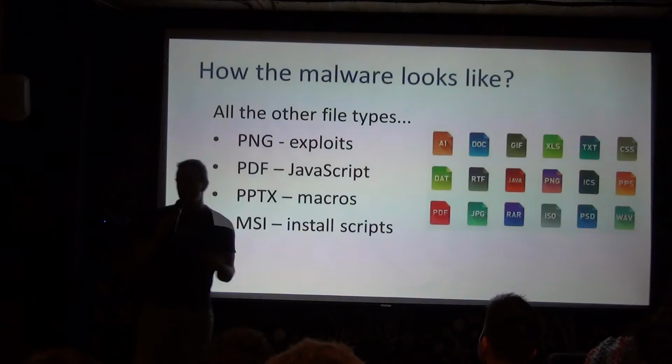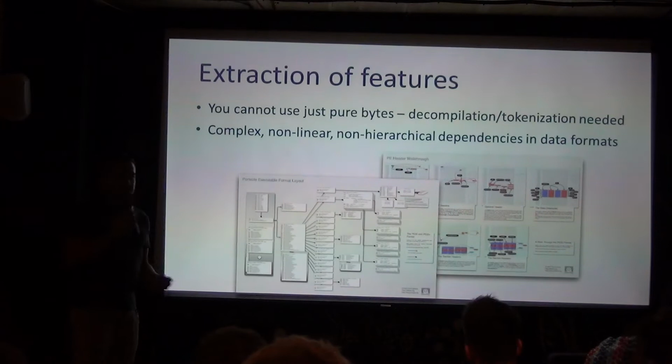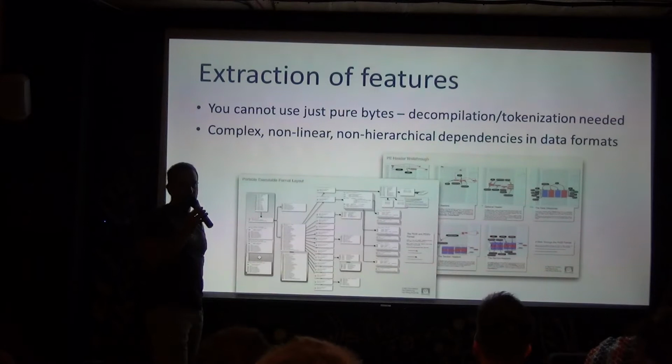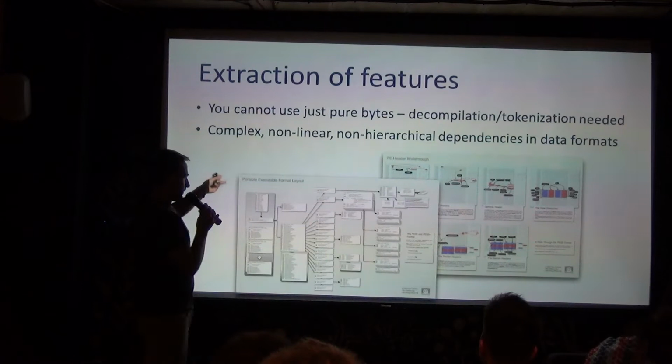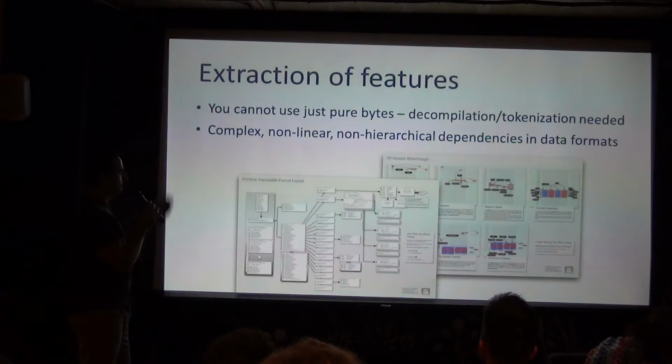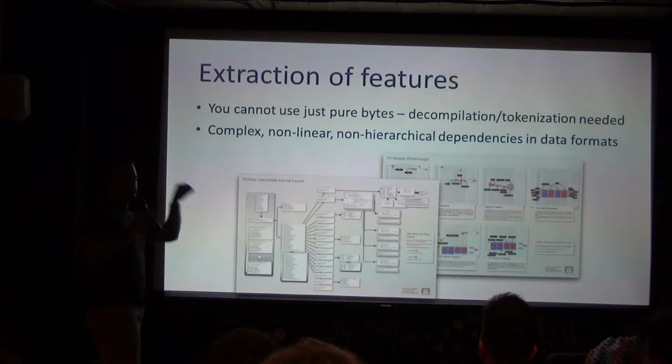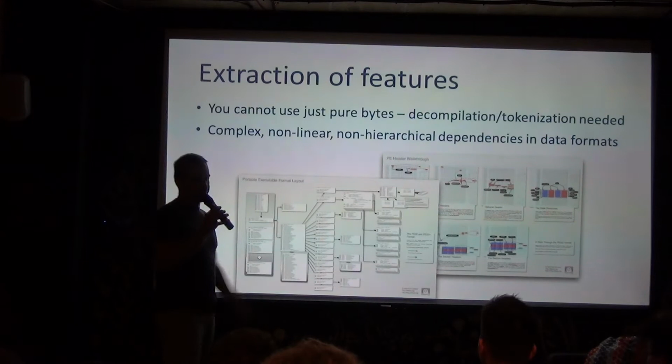And if you want to extract features properly, it's just not very effective and accurate to just use pure bytes. Depending on the file format, we have to create specific parsers, specific tokenizers, and specific extractors of features, because otherwise it won't work. What's also interesting and important is that there are non-linear, non-hierarchical dependencies. So there can be an offset pointing to some other offset if some condition is fulfilled. So if you think about bytes and a CNN to extract the features for you, it won't work. It won't be effective.